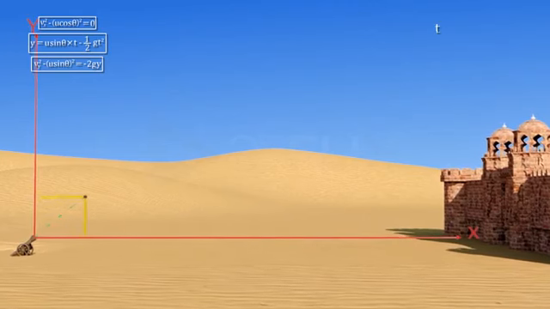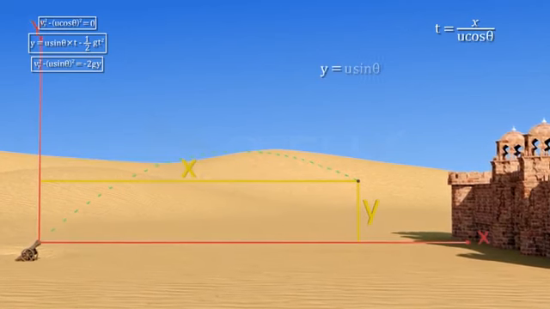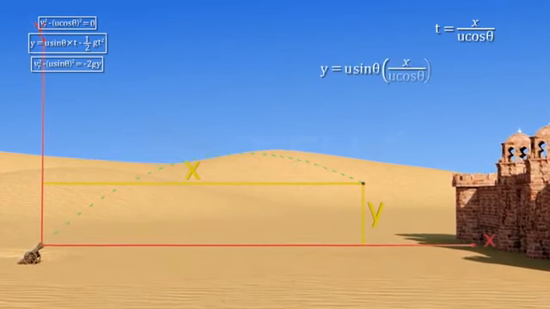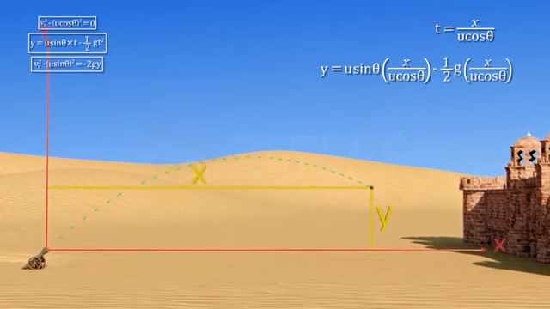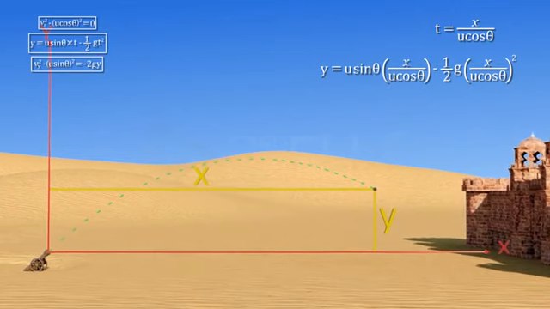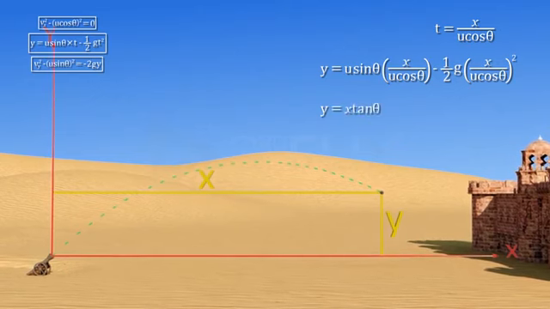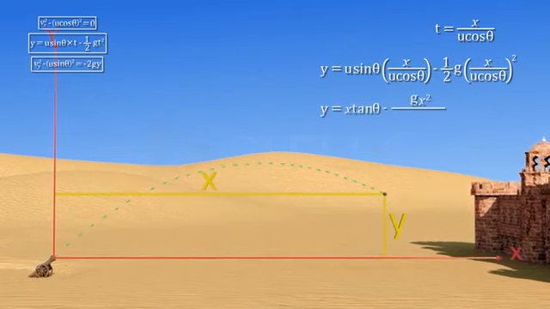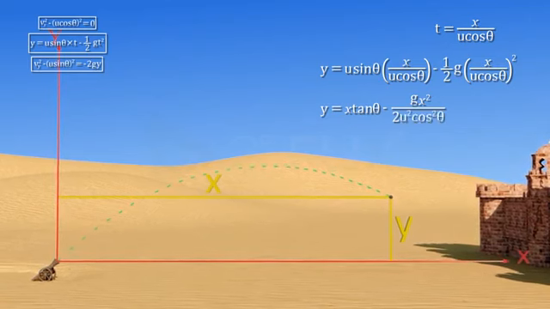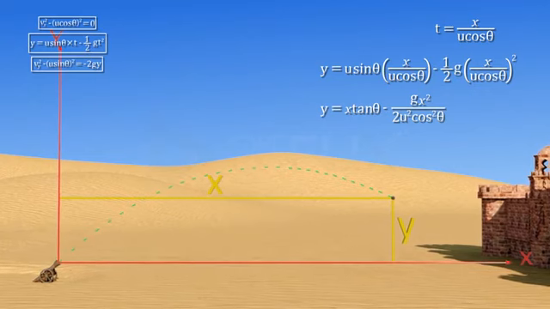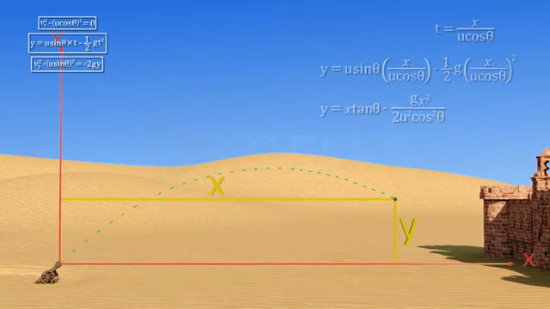From the equations corresponding to its displacements along x and y axes, y equals u sin theta into x by u cos theta minus half g into x by u cos theta whole square. Thus the equation of trajectory of the projectile is y equals x tan theta minus gx square by 2u square cos square theta. As you can see, the equation is a second-order polynomial in x, which indicates that the trajectory of a projectile is a parabola.